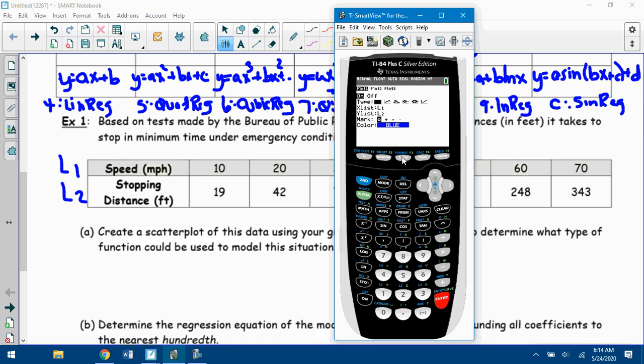And then you can go to zoom 9. And this is what zoom 9 looks like. Oops, looks like I got something in y equals. Let's clear that out too. Okay, zoom 9. Looks like that.